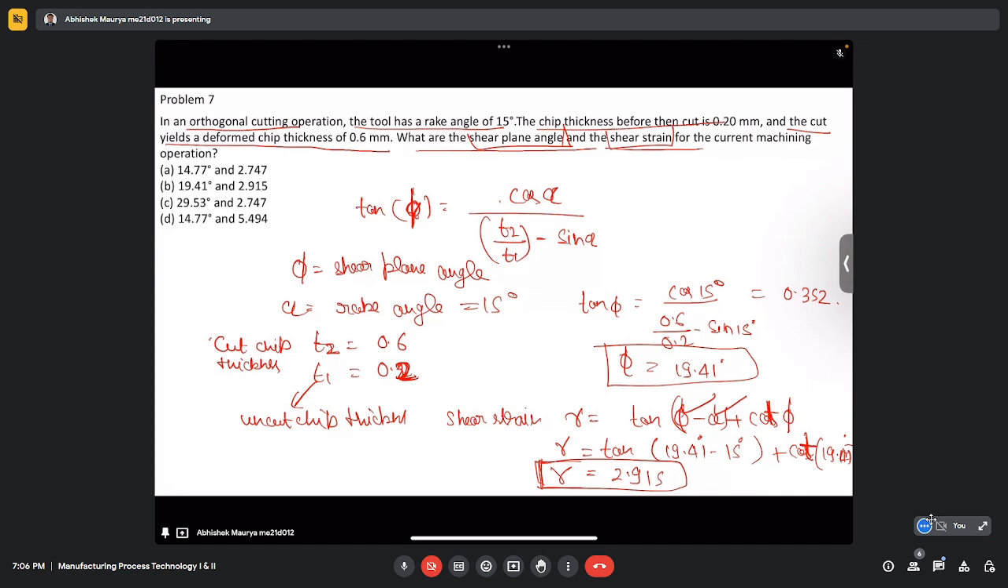So correct answer is 19.41 and shear strain 2.915. Yes, correct. Yes, already you have got the correct answer. So let's quickly move to the next problem.